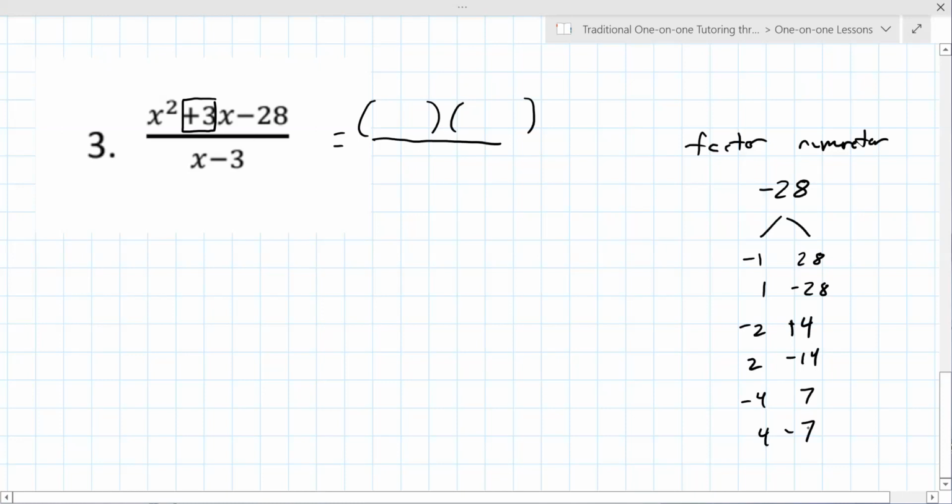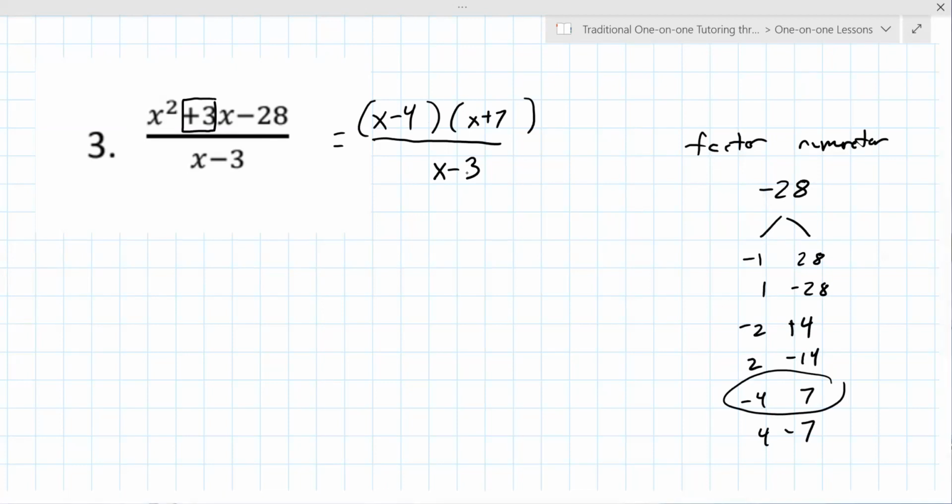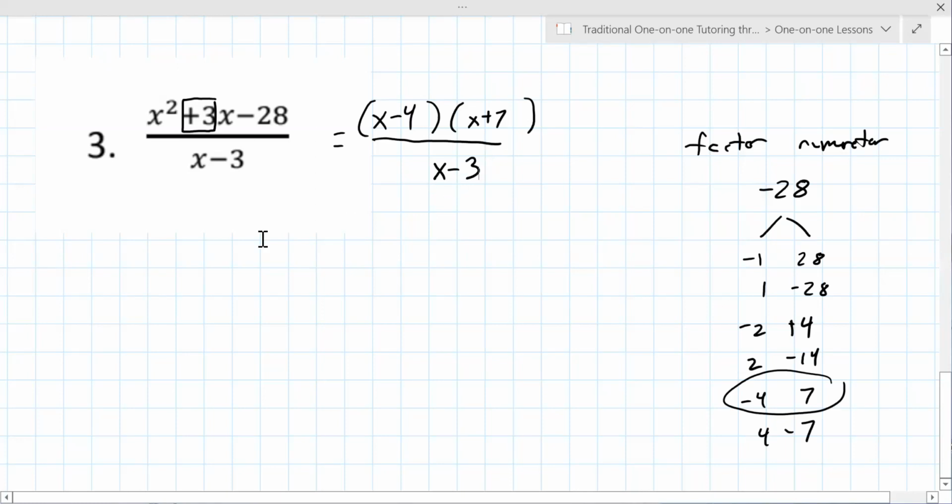So you need something to add up to 3. Okay, so any of these, it would be 7 and -4. Right, so you'd write x minus 4, x plus 7 over x minus 3. And unfortunately, nothing cancels. And you probably won't get any, but I would throw that out there. So this is what's called a polynomial long division problem.